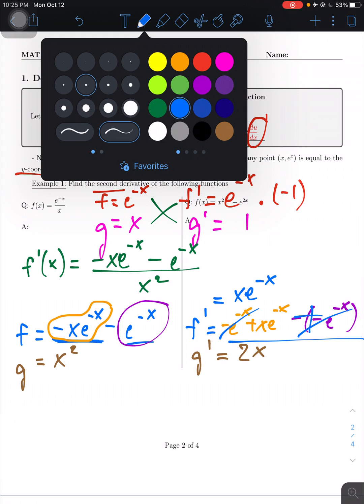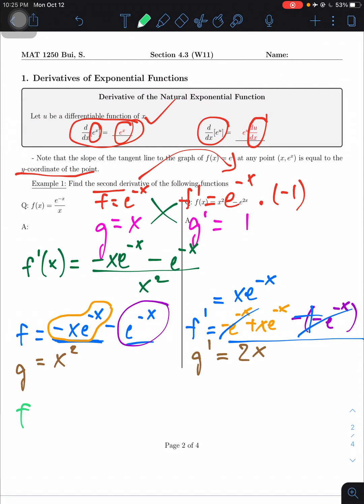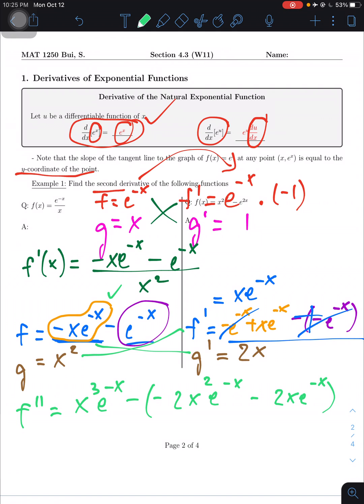So let me put it in, what's another color that I haven't used? I don't even know, this greenish. So the second derivative in here equals f prime g. So I'm going to multiply the x squared with the x e to the negative x, so I get x cubed times e to the negative x, and then because this is the quotient rule, I go minus, and I'm going to multiply each of the terms in here with 2x. So it goes like negative 2x squared e to the negative x for the first term, and then minus 2x e to the negative x for the second term.